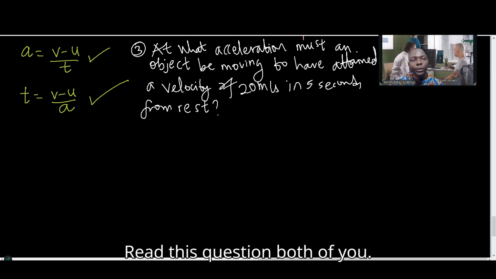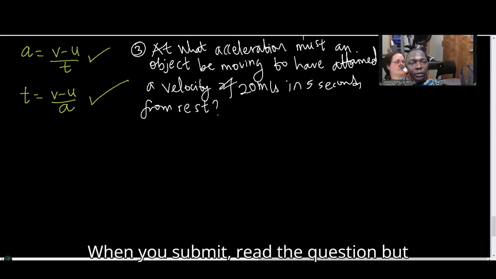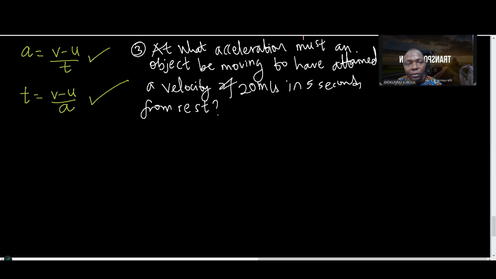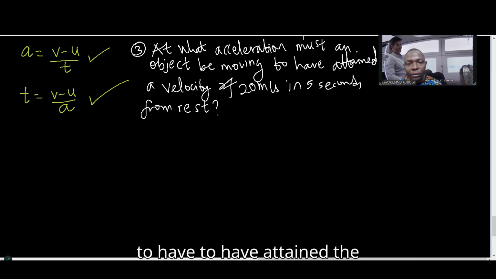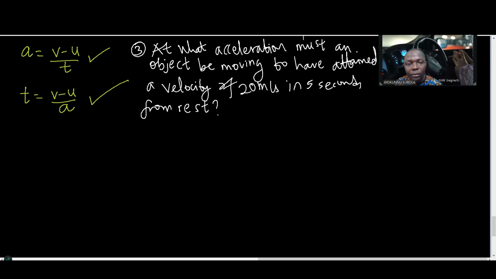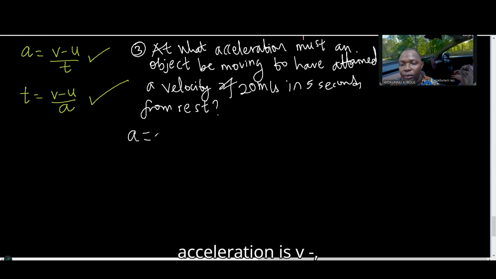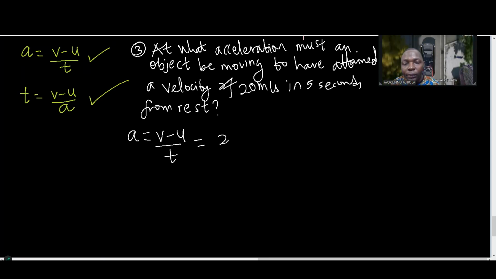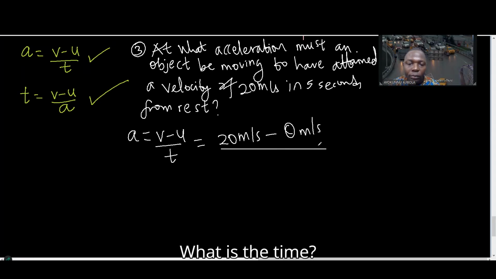Read this question, both of you. We should solve it. At what acceleration must an object be moving to have attained a velocity of 20 meters per second in 5 seconds from rest? Okay, so acceleration is v minus u over t. What is v? What is u? V is 20. What is the time? U is 0.